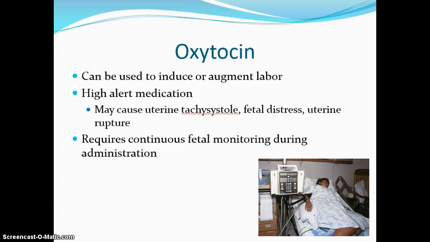To continue to talk a little bit about oxytocin, we did talk that it can be used to induce or augment labor. Normally, oxytocin is a hormone that is produced in the posterior pituitary gland, and so when a woman becomes ready for labor and delivery, her posterior pituitary starts to secrete oxytocin.